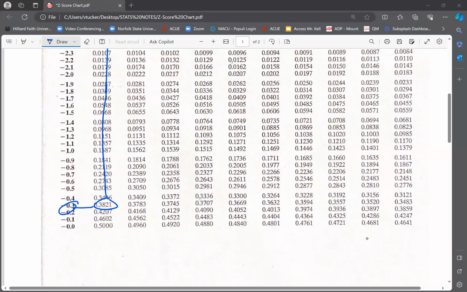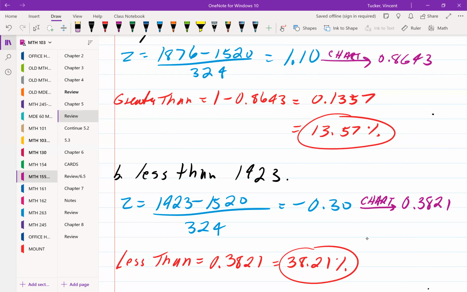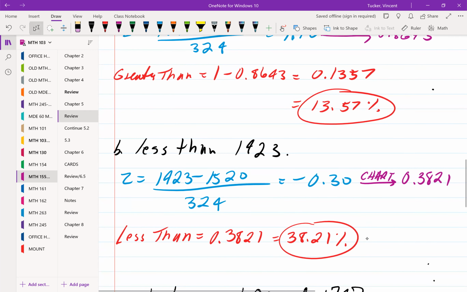And that's what I got right here. Now, it asks for less than, and remember I mentioned the chart always gives less than, or to the left of. And so that is our answer. The 0.3821 is our answer. And as a percentage, it is 38.21%.